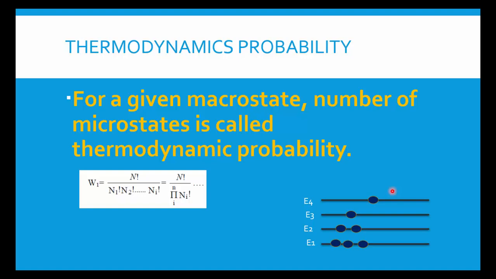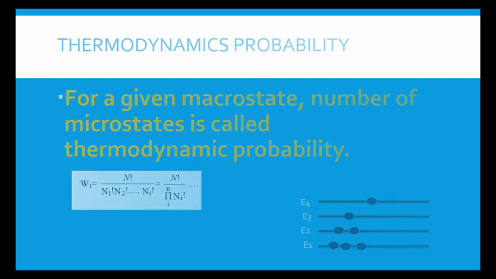So keeping the macrostate definition fixed, that is how many particles are to be placed in which energy level, the different particles and their arrangements are called thermodynamic probability. So I repeat, for a given, fixed macrostate, if you change the number of ways of arranging these particles, this number of ways gives you microstates, and that is called thermodynamic probability.